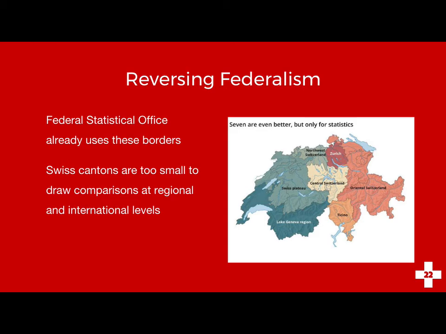go once again through referendum, and like I said, most people in Switzerland are extremely attached to their canton. They see themselves as citizens of their canton first, and the idea of merging these cantons is probably not going to fly very well with most people.